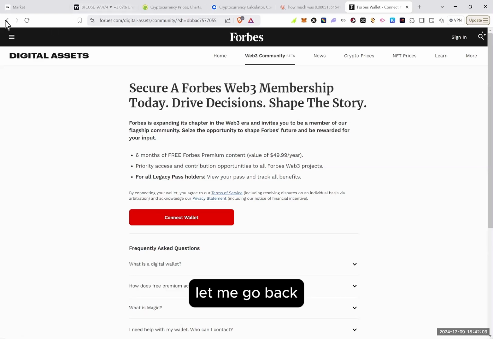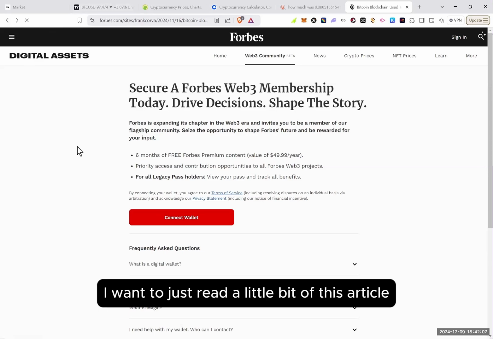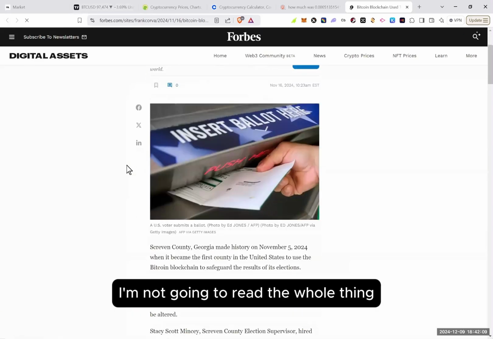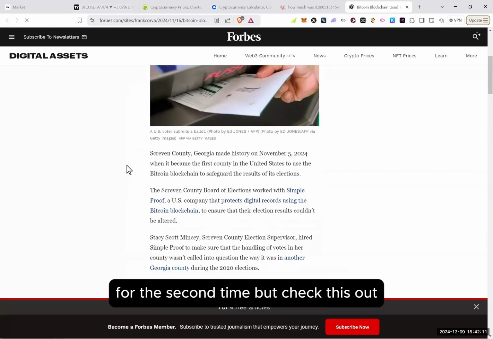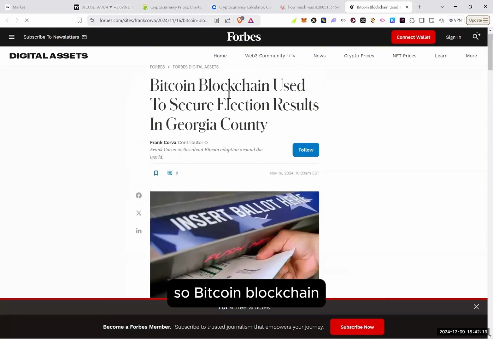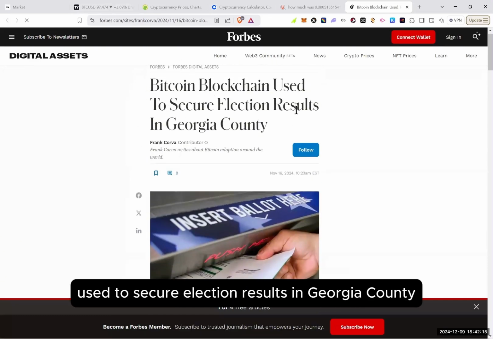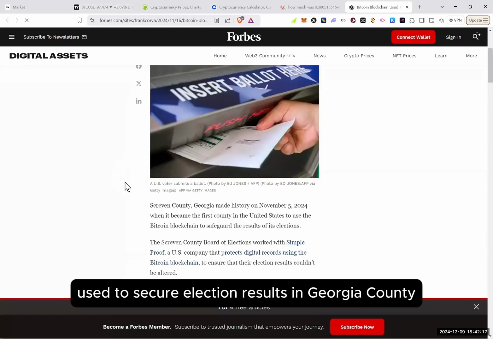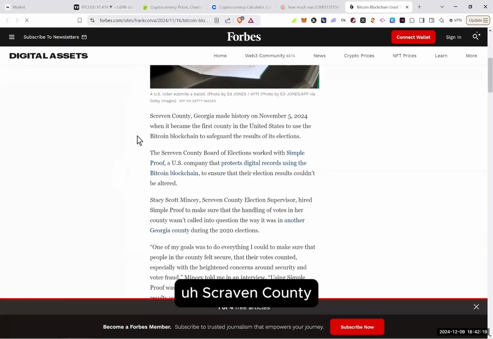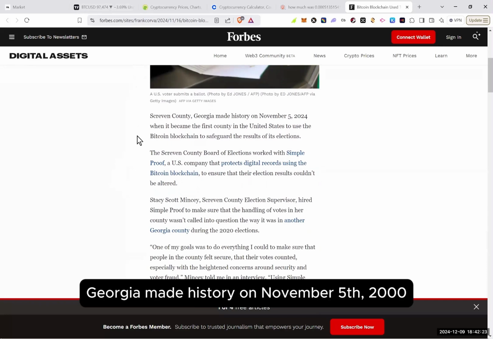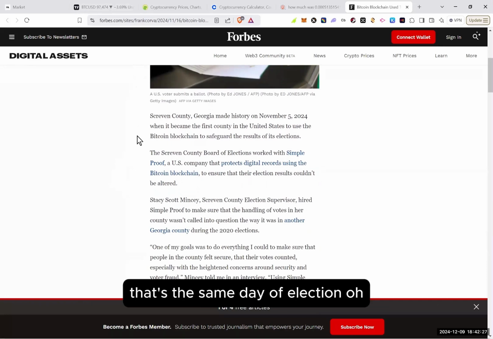Now let me go back, because I want to read a little bit of this article. I'm not going to read the whole thing for the sake of time, but check this out. Bitcoin blockchain used to secure election results in Georgia county. Craven County, hopefully I'm saying that right, Craven County, Georgia made history on November 5th, 2024. That's the same day of the election.